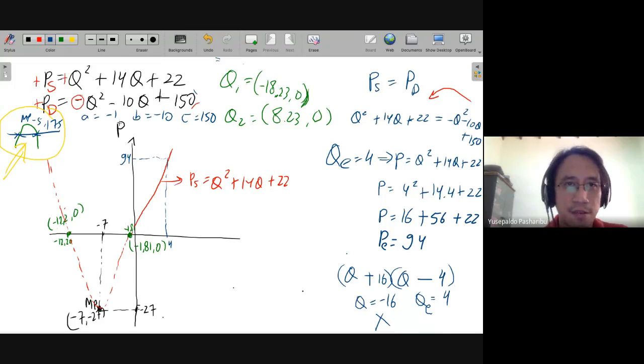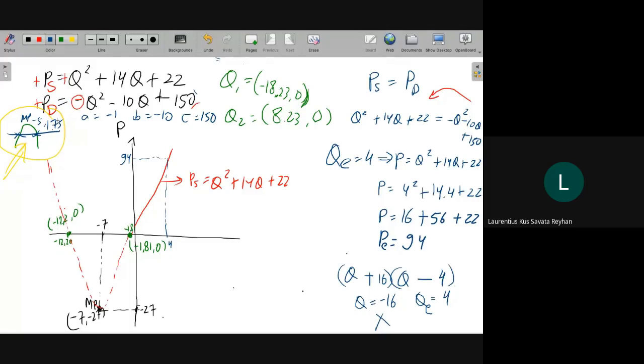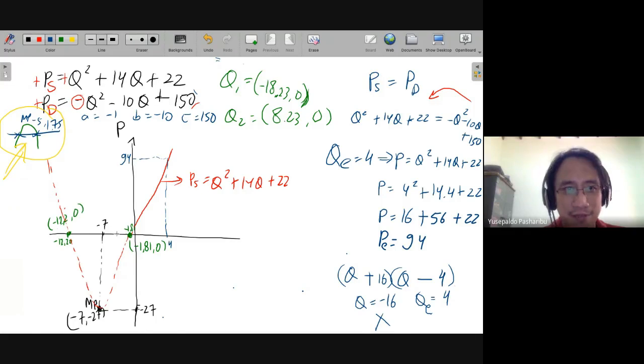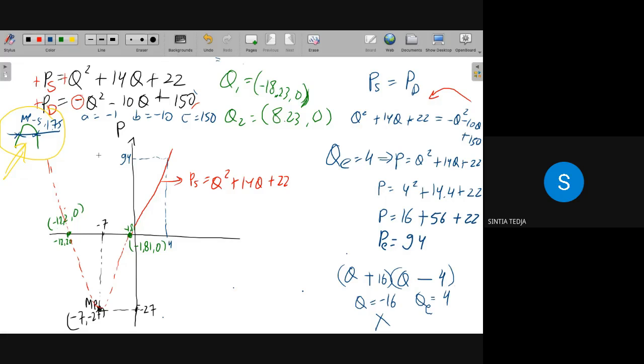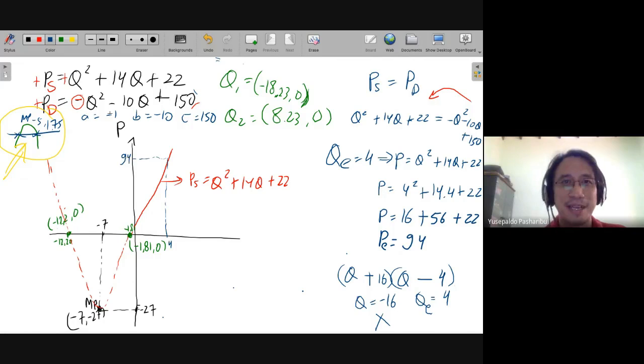And then for the second one, where is the maximum point? Minus 5, what is this, 175 or 1.75? It's 175, minus 5, I'm sorry. Minus 1.75? 1.75? 175, yeah. Okay, that makes sense.